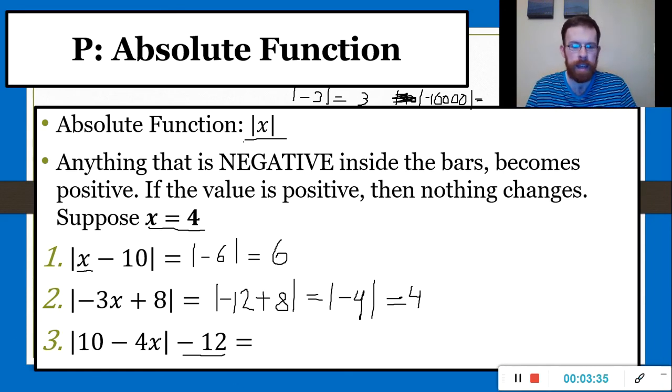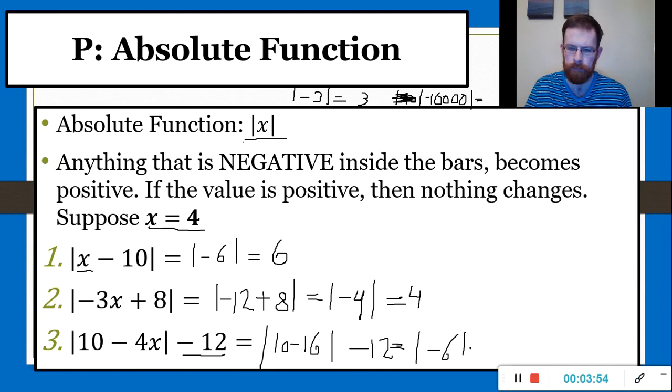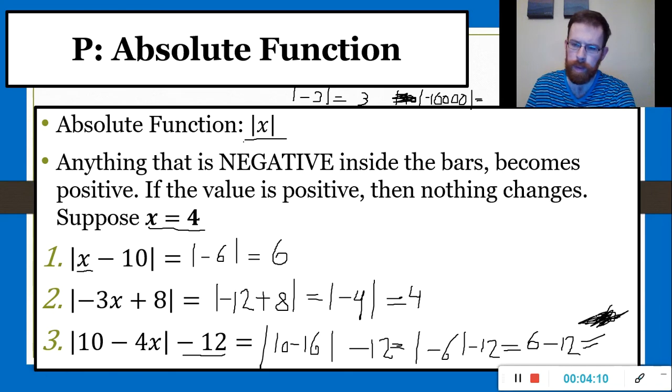So, 10 minus 4 times 4 should be 10 minus 16 minus 12. Well, 10 minus 16 is a -6, right? -6 minus 12 should give me... Now 6 minus 12 is a -6. Wow. That got a little bit away from me. Should give me a -6.